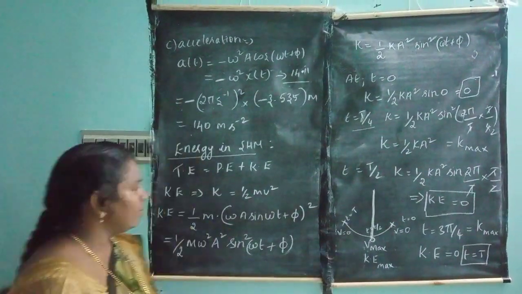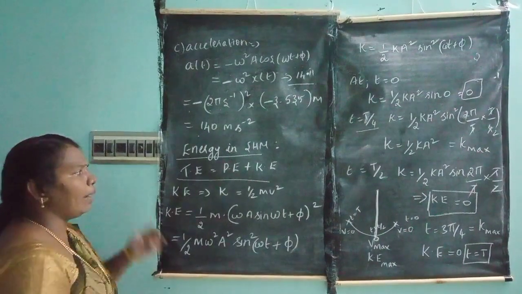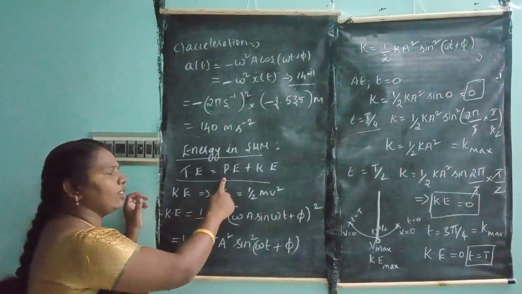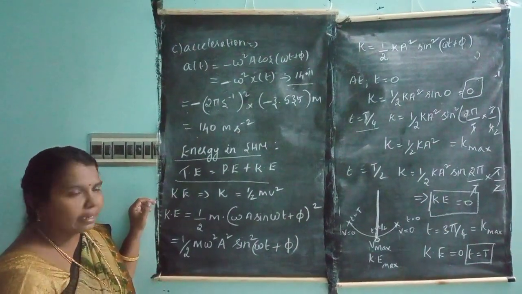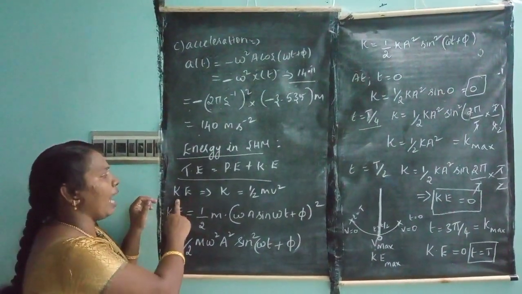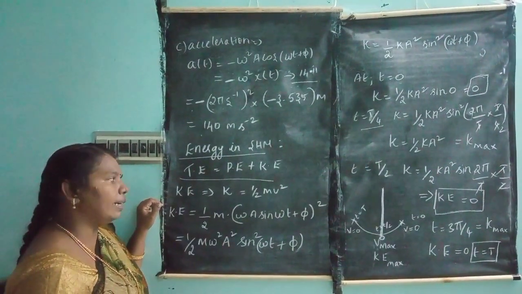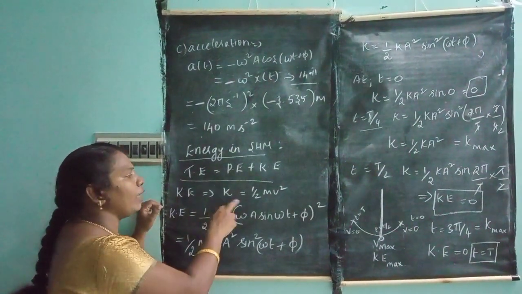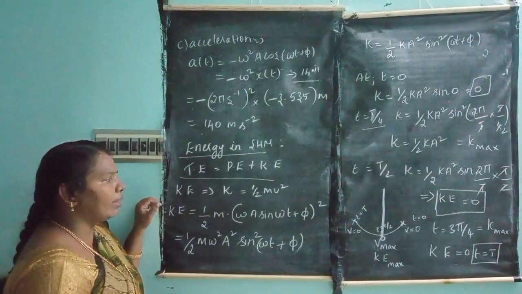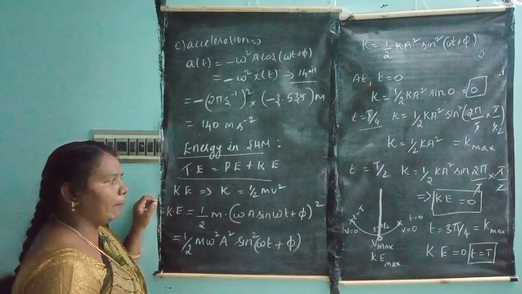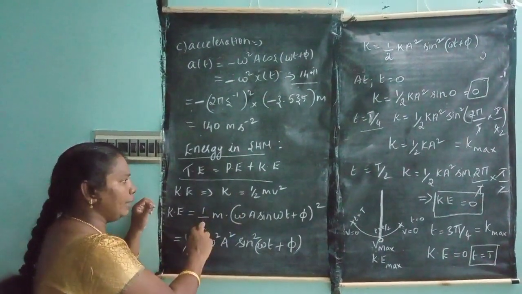See here, what is the total energy? The total energy can be written as the potential energy plus kinetic energy. You know the general formula for kinetic energy. The kinetic energy is denoted by letter K, and the value of K is equal to half mv square. Therefore, the kinetic energy is equal to 1 by 2 m.